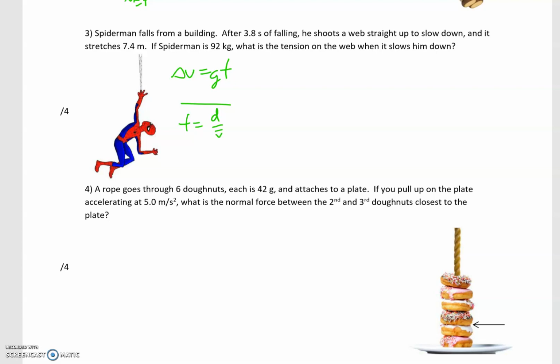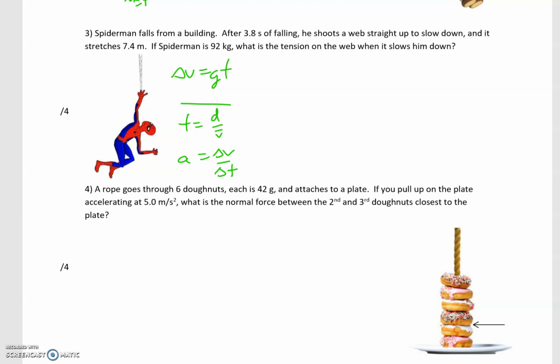And if I know the time it took him to stop, I can find the acceleration that was used in order to slow him down by doing the change in V, using the answer I got from the V equals GT at the top, and dividing by the time I just found to find the acceleration of Spider-Man when he was slowing down. So then to find the tension, of course, that's forces.